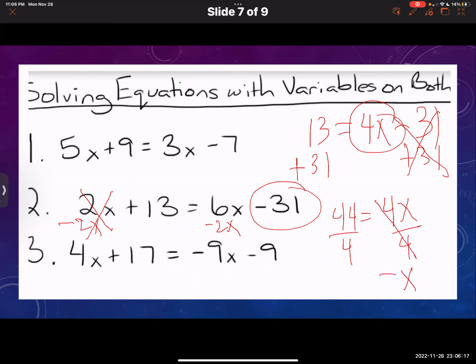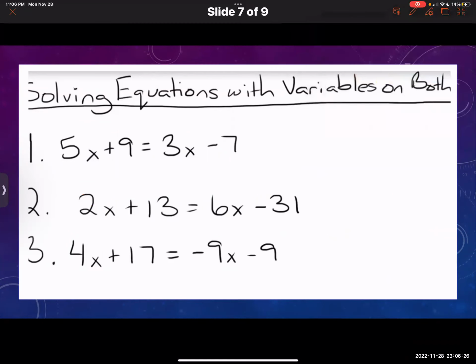X is going to be by itself. 44 divided by 4 is 11. So I got x equals 11 for number 2. All right, let's see. I hope you're getting those right.